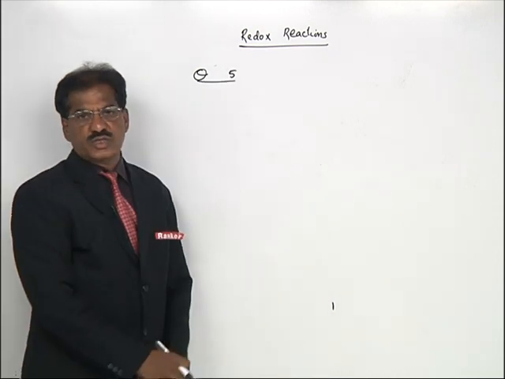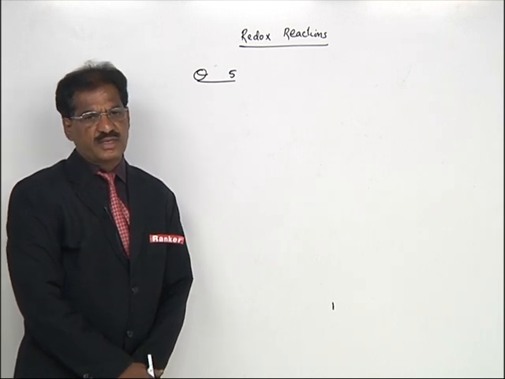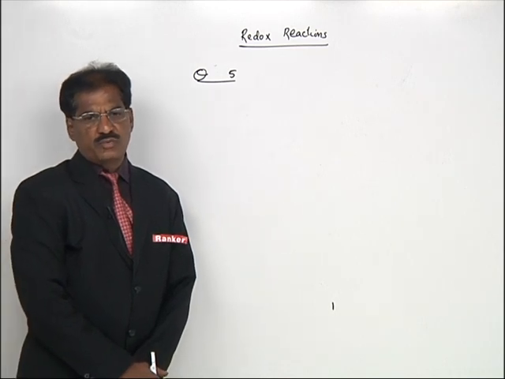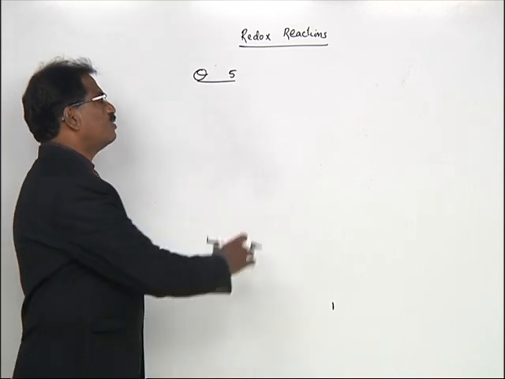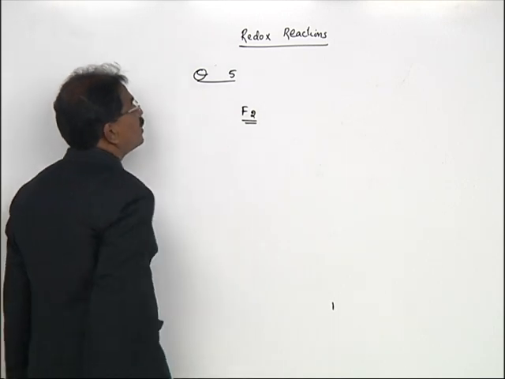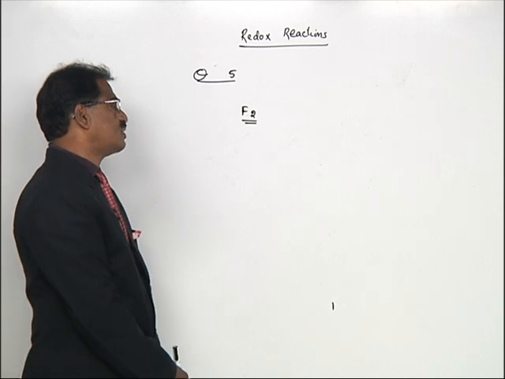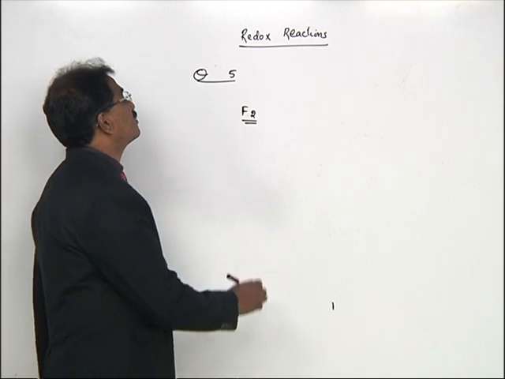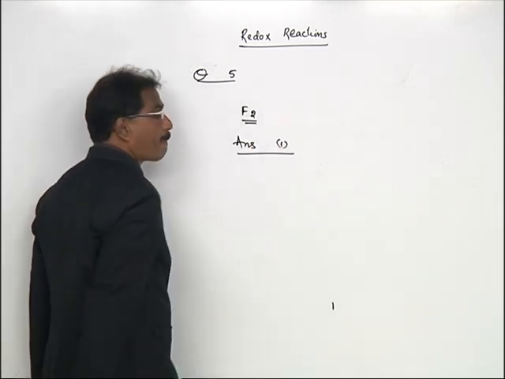Next, question number 5. Which of the following is the most powerful oxidizing agent? 1. Fluorine, 2. Chlorine, 3. Bromine, 4. Iodine. In the entire periodic table, if you observe the electronegativities, fluorine has the highest possible electronegativity. Therefore, fluorine has the highest ability to gain electrons. Hence, any element which has the highest ability to gain electrons will always act as the most powerful oxidizing agent. Therefore, the answer is 1.